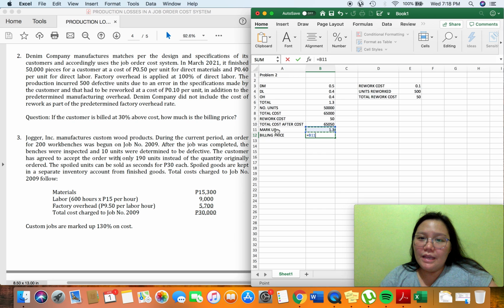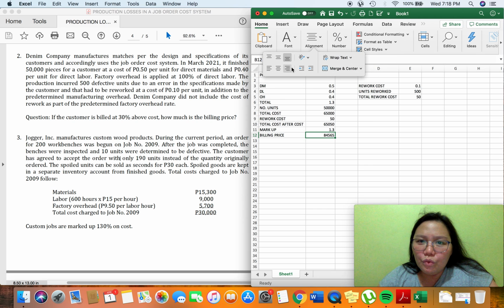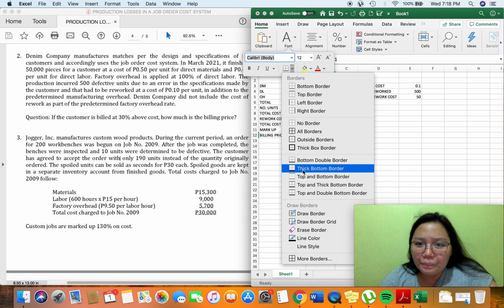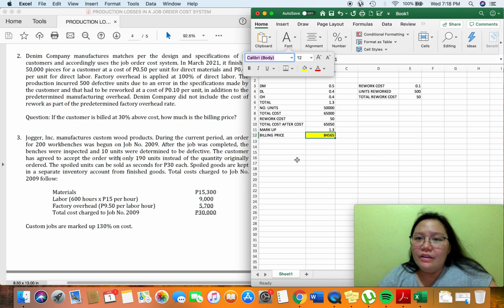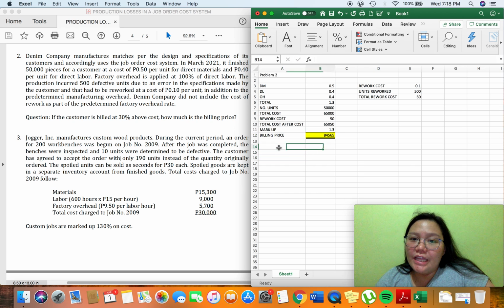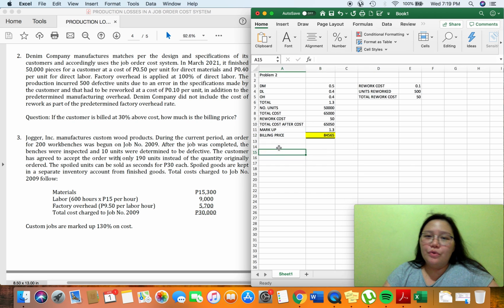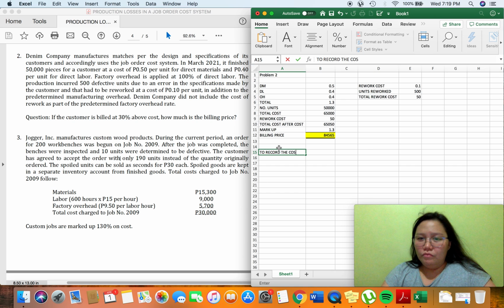we will multiply 65,000 by 1.3. So the billing price is now equal to 84,565. Okay? So let us prepare the journal entries for the transactions, no? So to record the cost of the job.